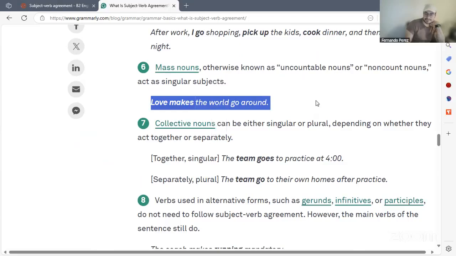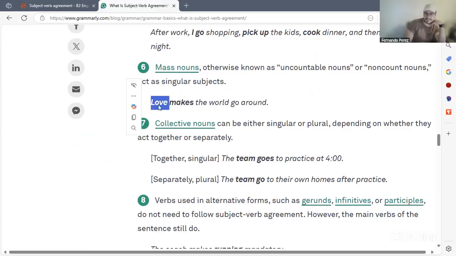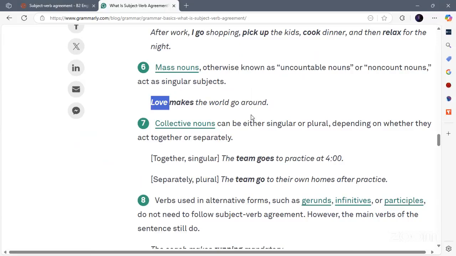Read this. Love makes the world go around. Mass nouns, otherwise known as uncountable nouns or non-count nouns, act as singular subjects. Make sense? Love is a mass noun, an uncountable noun, and we need to consider it singular.